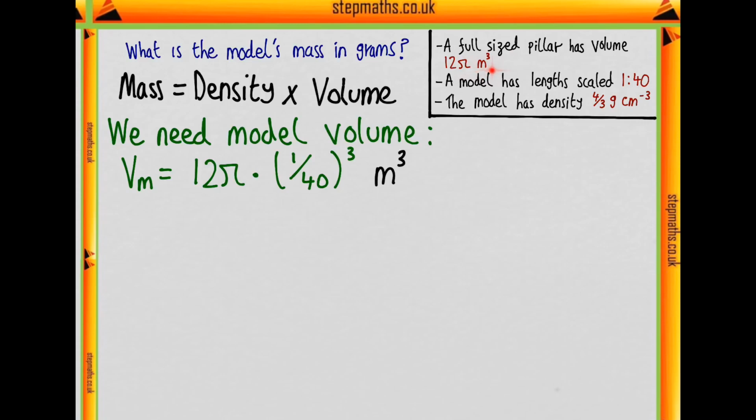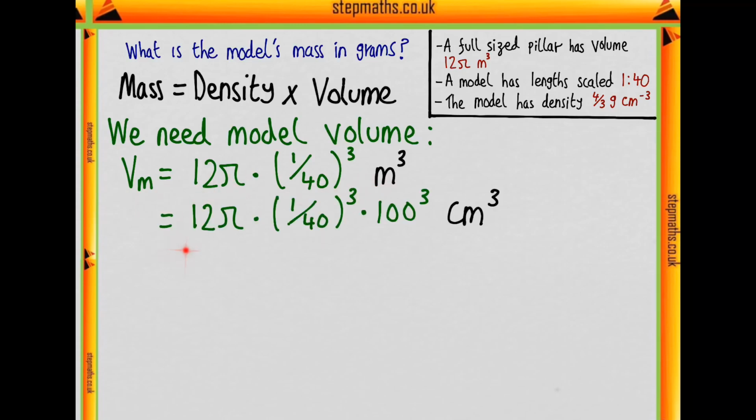Now, this is a pretty horrible number, but now it's time to look at the units. So we've got this full-size pillar in metres cubed, but our density is 4/3 gram per centimetre cubed. So if we convert this into centimetres cubed, not only does it agree with this, the number will also be more reasonable and not so stupidly small. And indeed, that is the case. We get this if we convert it to centimetres cubed. This comes from the fact there's 100 centimetres in a metre, so the scaling factor between centimetres and metres will be that cubed, so 100 cubed.